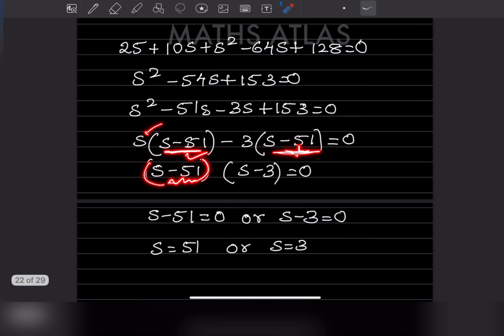And now what is outside the bracket? s minus 3 in the other bracket. So now s minus 51 is equal to 0, and s minus 3 is also equal to 0. So we'll write it, s minus 51 is equal to 0, s minus 3 is equal to 0. So when you arrange this, this will go here, so that will be s is equal to 51, and this will go here, that will be s is equal to 3.